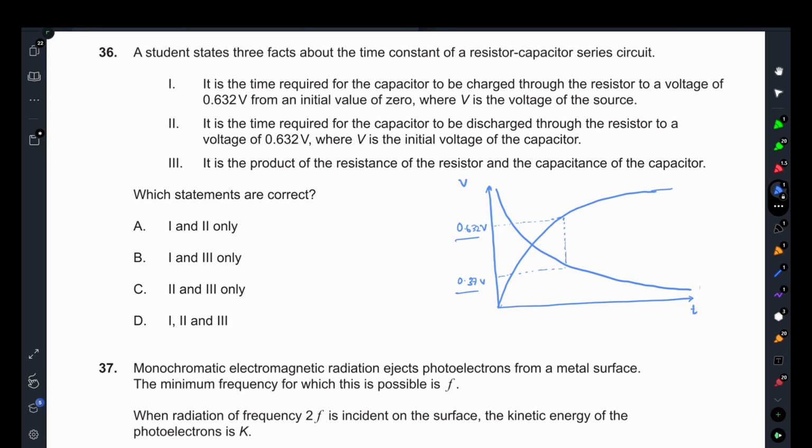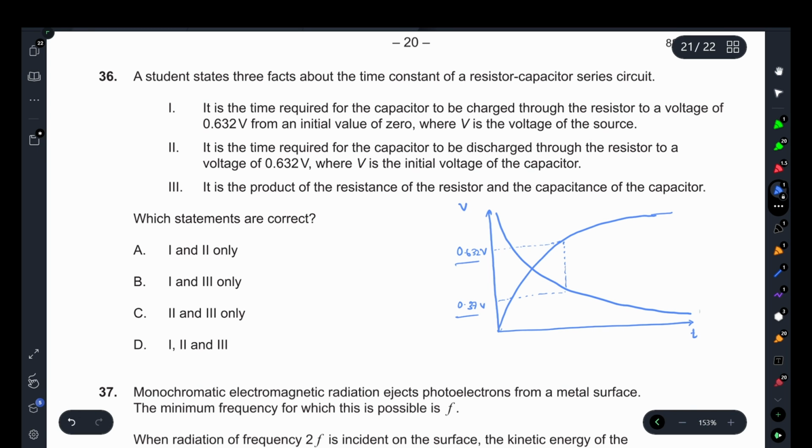So this means that the time required for the capacitor to be charged through the resistor to a voltage of 0.632 V0 is correct. This gives us the time constant, because this time t is the time constant.